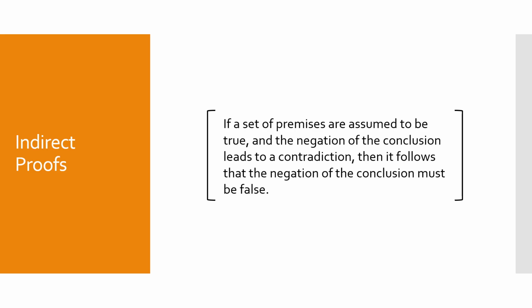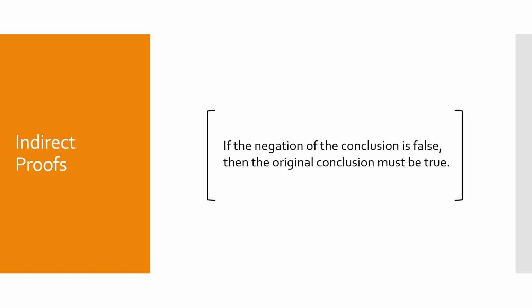If a set of premises are assumed to be true, and the negation of the conclusion leads to a contradiction, then it follows, and follows necessarily, that the negation of the conclusion must be false based on the original assumption of the claim. And of course, if the negation of the conclusion must be false, then the original conclusion must be true. This, in a nutshell, is the logic behind an indirect proof.